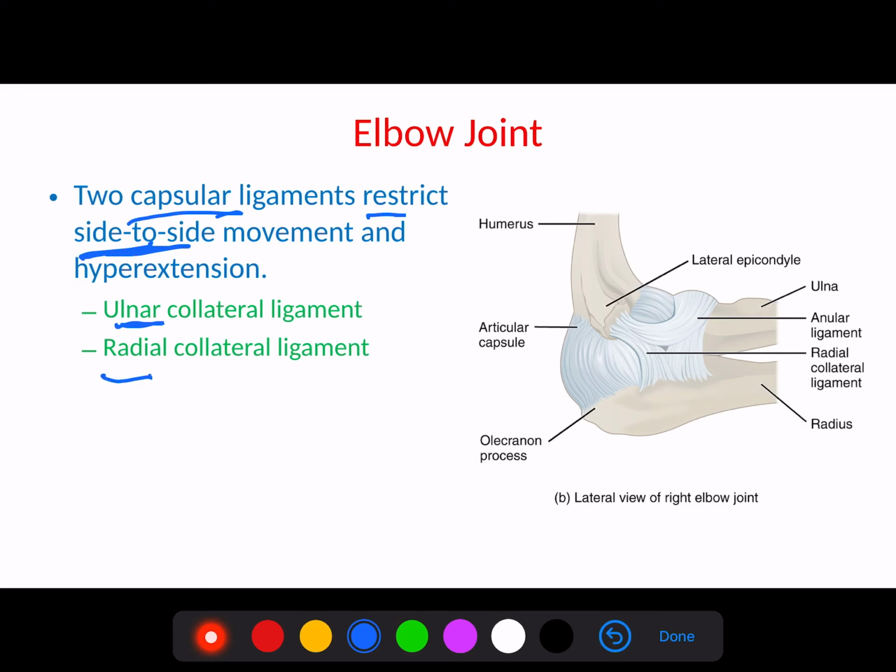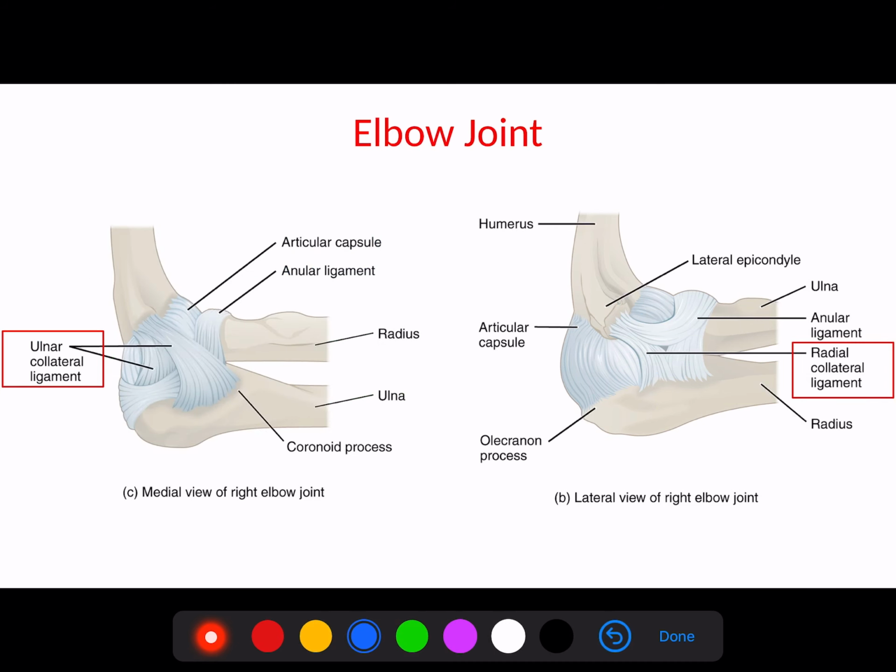Ulnar collateral, because this is the ulna, so it's coming from the ulna toward the humerus, and then we have the radial collateral, it's coming from the radius toward the humerus. I think there is another one here. Yes, so this is the ulnar collateral, coming from the ulna toward the humerus. And this is the radial collateral. It's coming from the radius toward the humerus. Part of it would also attach to the ulna, but this is the main one. So these are the two ligaments associated with the elbow.